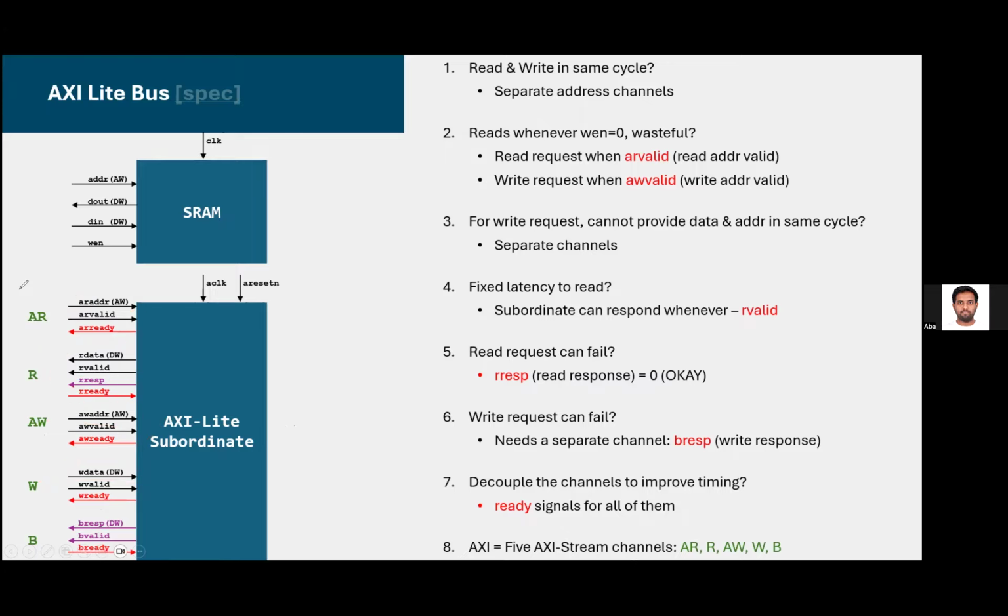So you have 5 channels of AXI. AR is the read request channel, R is the read data channel, AW is the write request channel, W is the write data channel, and B is the write response channel. So you have 5 channels in AXI. These are probably the most important signals, but you have a ton of other signals, extra stuff in addition to these, which are also part of these channels. If you know the channels, then you're mostly done.